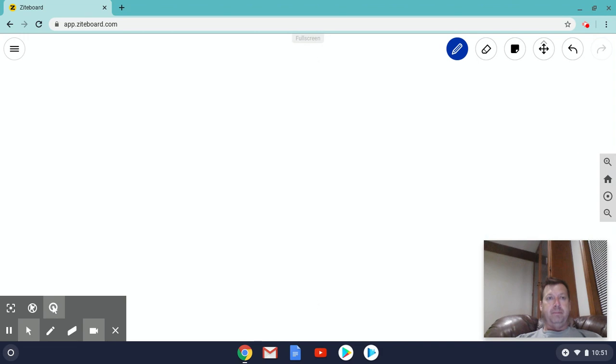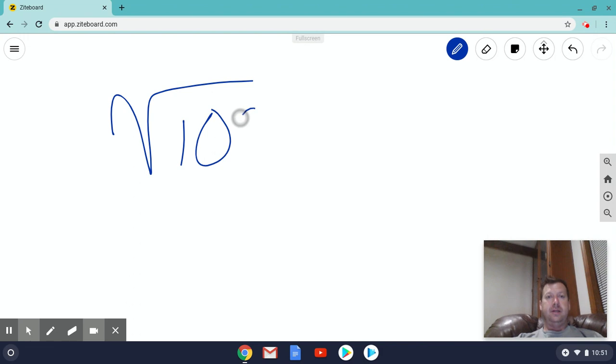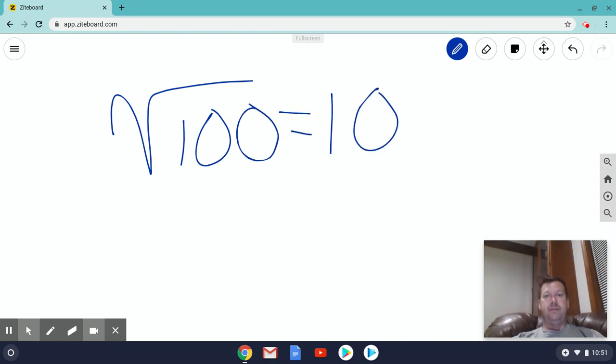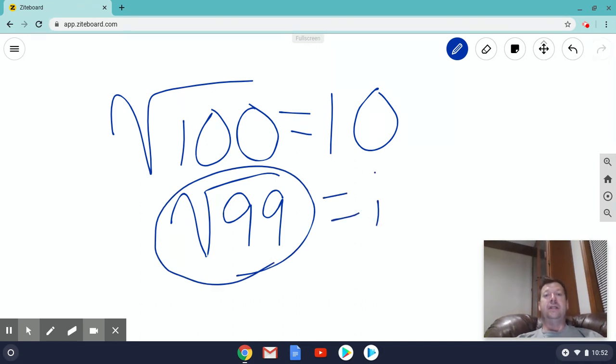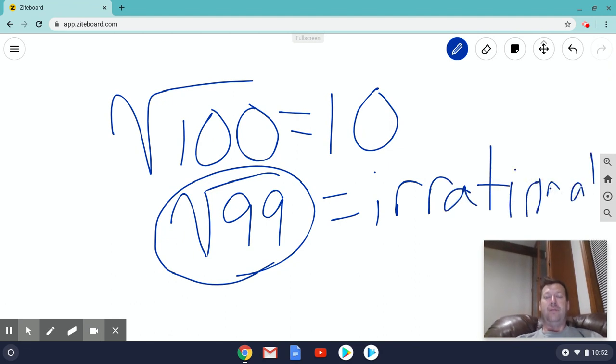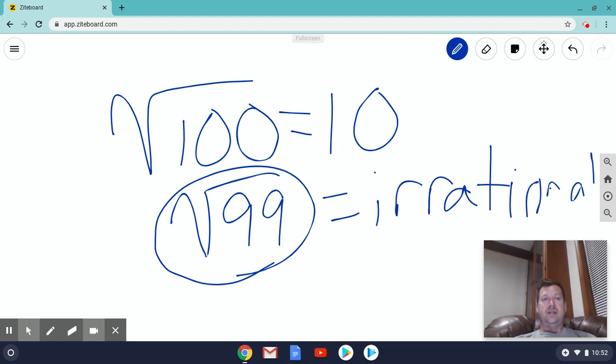So just a precursor to Wednesday's assignment, if the square root of 100 equals 10, 10 is a whole number. The square root of 99 would not be a whole number. And because it would not be a whole number, and this is not a perfect square right here, my answer is going to end up equaling something that is irrational. So we are going to be talking about that more on Wednesday. But for tomorrow, all you have to do is identify the square roots of numbers and perfect squares. Should be a really easy assignment, really easy thing to do for Monday and Tuesday.